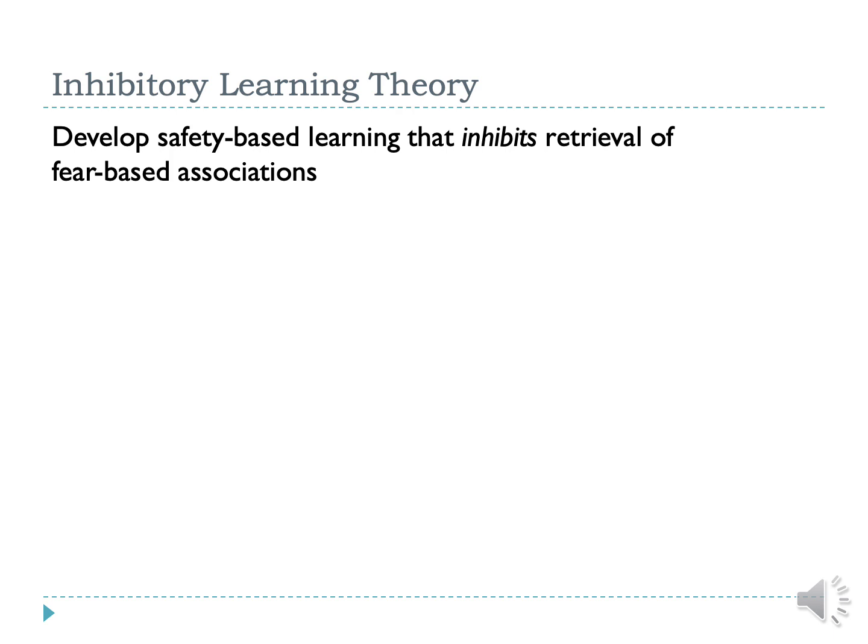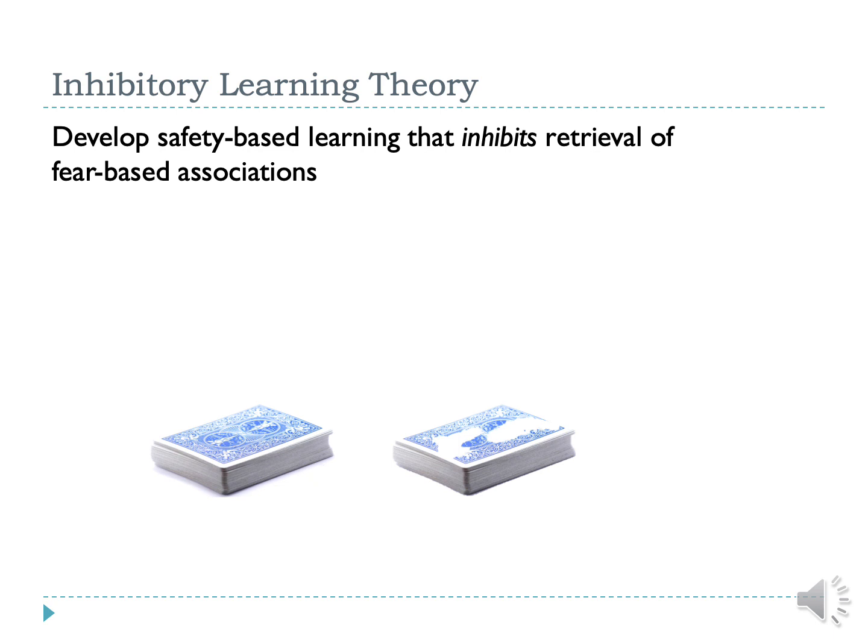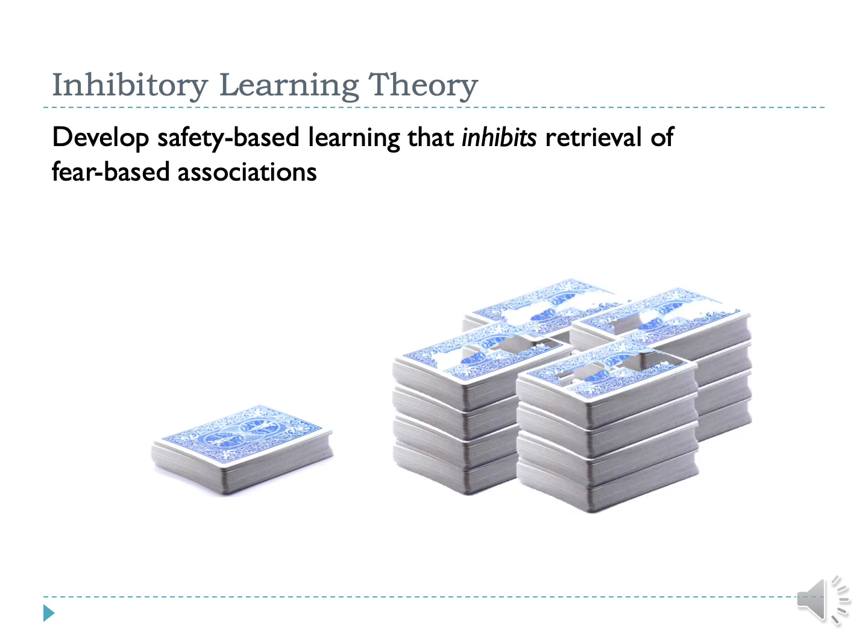And so again, back to this inhibitory learning theory, the idea here is to develop safety-based learning that's going to inhibit the retrieval of the fear-based associations. So one way we can think about that is here we have a deck of cards, and let's say this represents my fear of knives or bathrooms or the floor or something like that. When I do exposure therapy, here I have a little bit of safety learning, and I have more safety learning, and I have more safety learning, and we really want to stack the deck so that the person's new safety learning overwhelms, right, the fear-based learning.